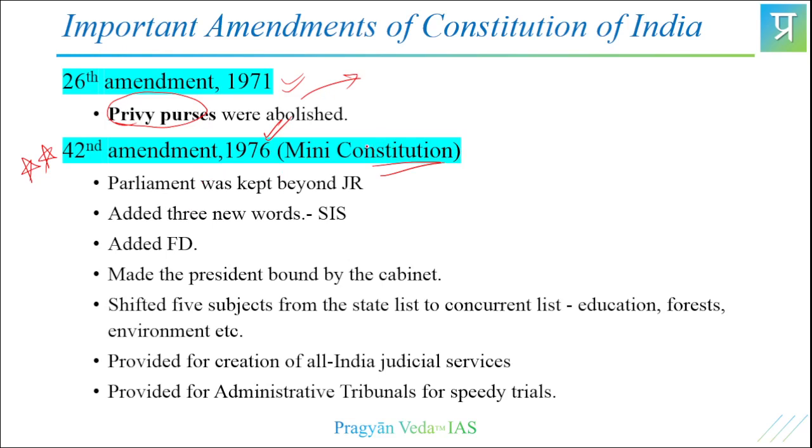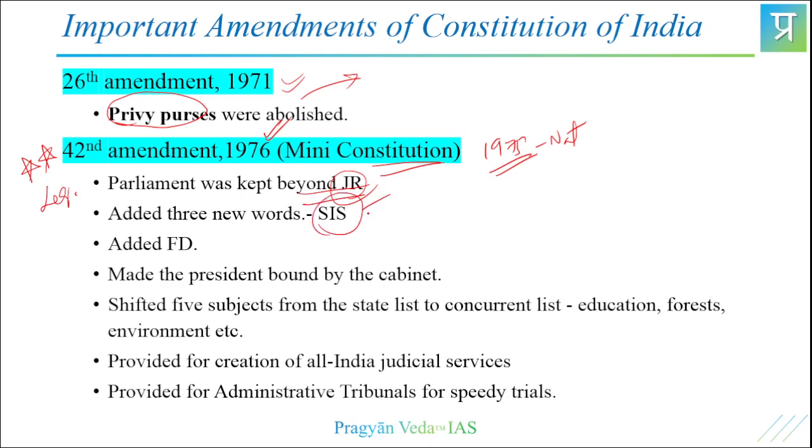Just before this, this amendment was brought in post the 1975 national emergency under Indira Gandhi, right? The whole idea was that there was a lot of centralizing tendency. The then Janata Party was opposing, and the Congress Party headed by Indira Gandhi was centralizing the whole system. That was the background, and Parliament was kept beyond judicial review. So the judiciary was put down, and the legislature, especially the ruling government, became very powerful.